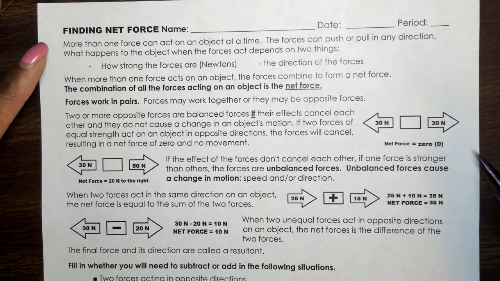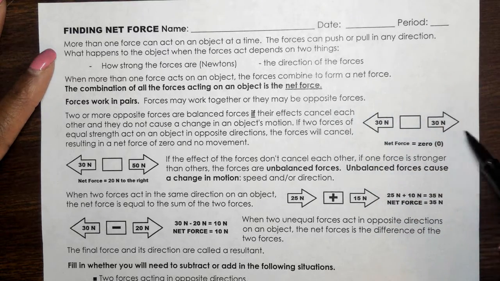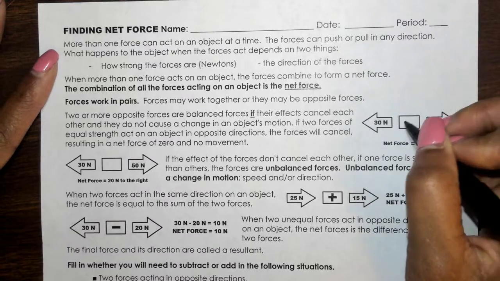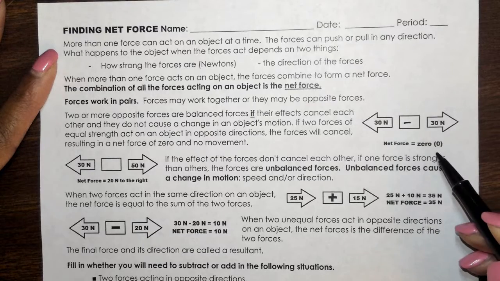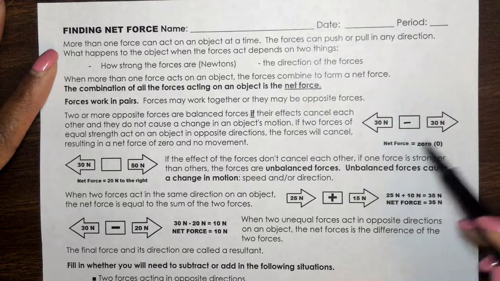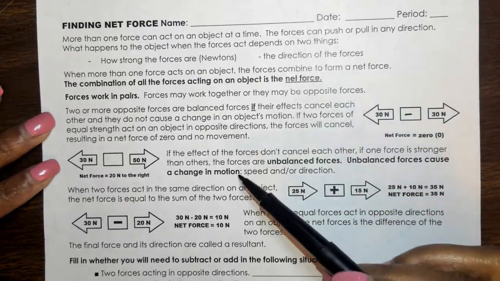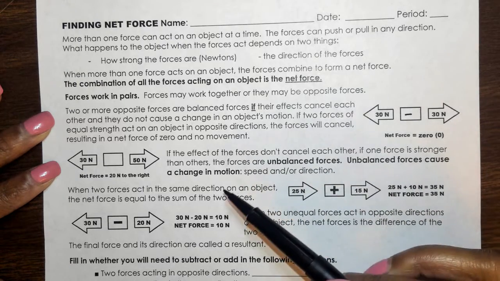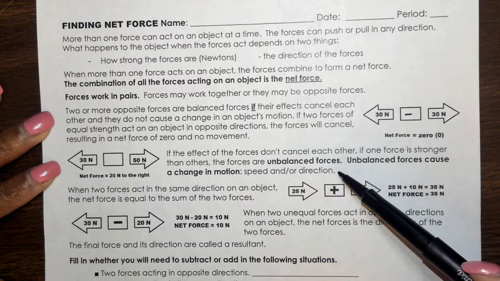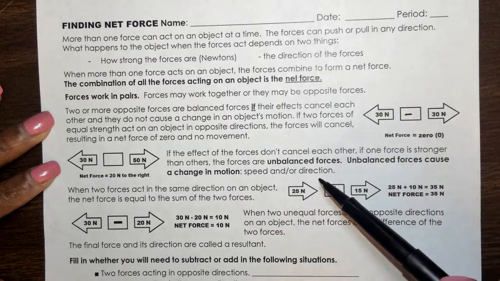Alright, so here is 30 newtons pulling to the left and also 30 newtons pulling to the right. So this is where you have to subtract because they are going opposite. 30 minus 30 is 0, so the net force is 0. Therefore, this particular example is a balanced force. If the effect of the forces don't cancel each other, if one force is stronger than the others, the forces are unbalanced forces. Unbalanced forces cause a change in motion, speed, and or direction.